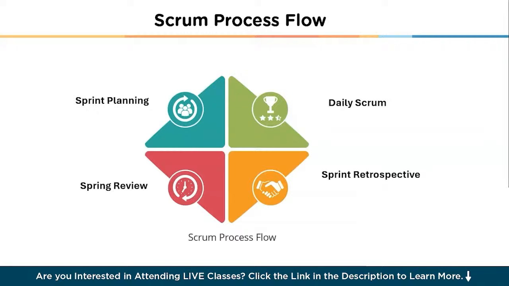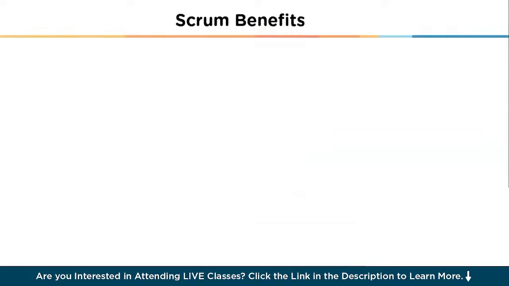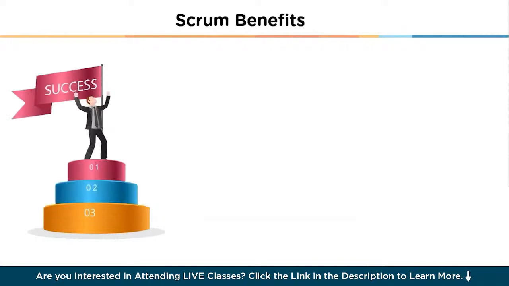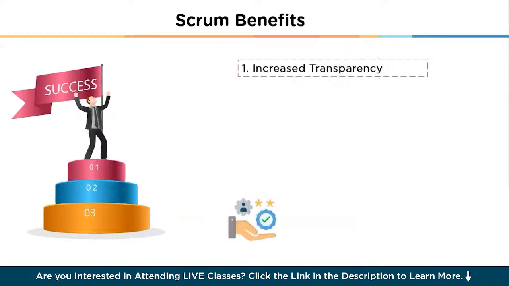Now let us move on to understanding the benefits of Scrum. So guys, Scrum offers several significant benefits that can transform how teams work and deliver value. Here are some of the key advantages. The first one is increased transparency. Scrum promotes transparency through its regular events and clear artifacts. The daily Scrum, sprint review, and sprint retrospective ensure that everyone is aware of the team's progress, challenges, and successes. This transparency helps build trust among the team members and stakeholders, fostering a collaborative and open working environment.